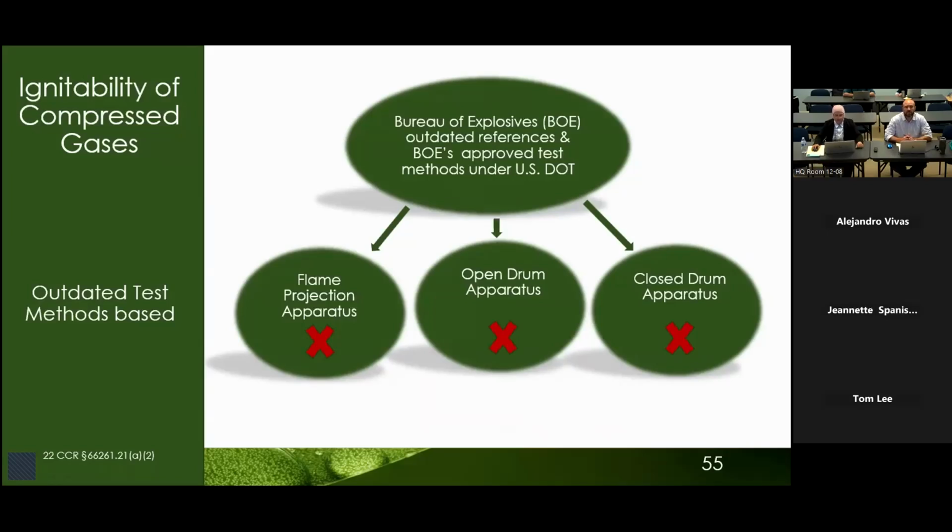These test methods in the past were approved by the Bureau of Explosives, abbreviated as BOE, under USDOT. All of these three test methods are no longer in use for determining ignitability of compressed gases. Even the BOE has not been an approving entity under USDOT for several years, rather several decades. So, California's existing regulations still refer to the now obsolete BOE methods, which are no longer valid or in use. Let's see how existing regulatory requirements of USDOT are cross-referenced by US EPA.